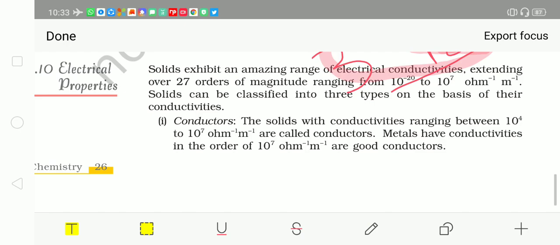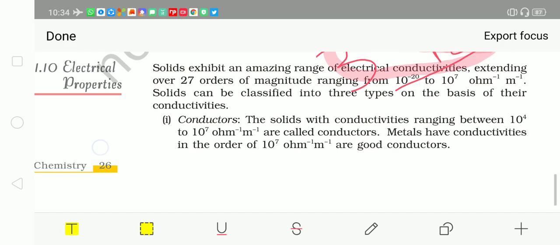So in this lecture, I am going to discuss the rest of the topics of chapter 1. The first one is the electrical properties of solids, and the next one is the magnetic properties. In this section, we will discuss only these two topics. Clear? So, electrical properties.